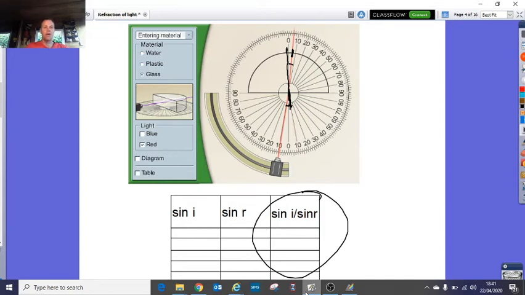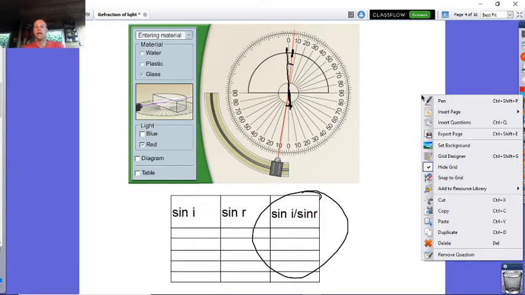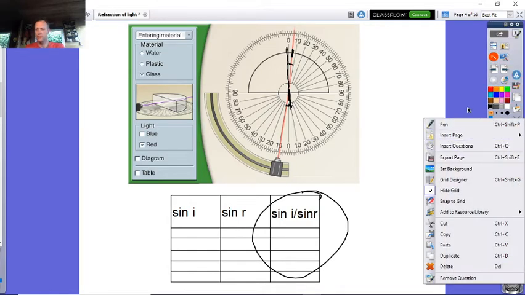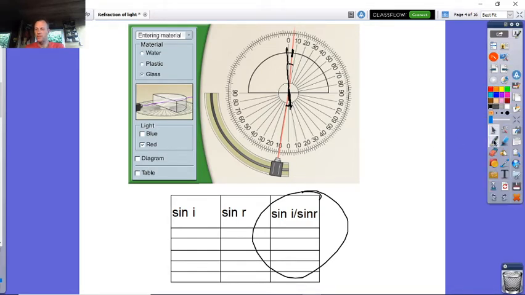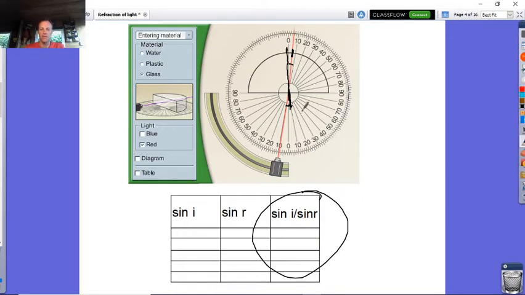Okay, second part of the refraction video. Now, did you find, first of all, sine I divided by sine R when you're going from air into your glass? You should have found the ratio was about 1.5-ish.